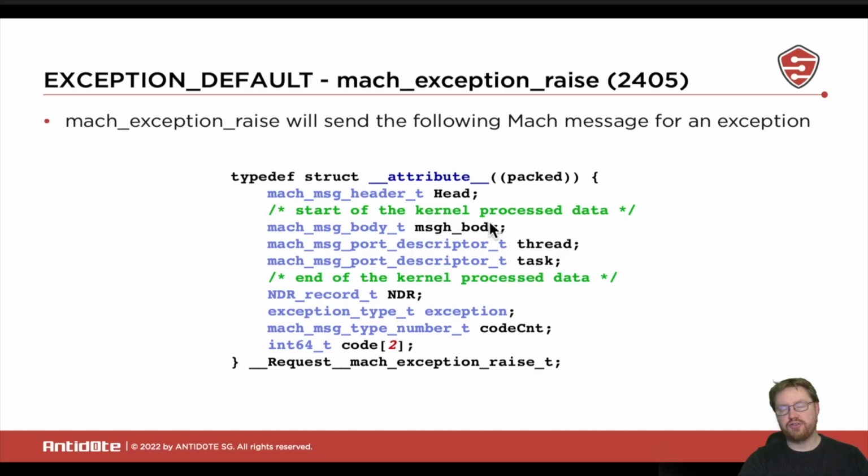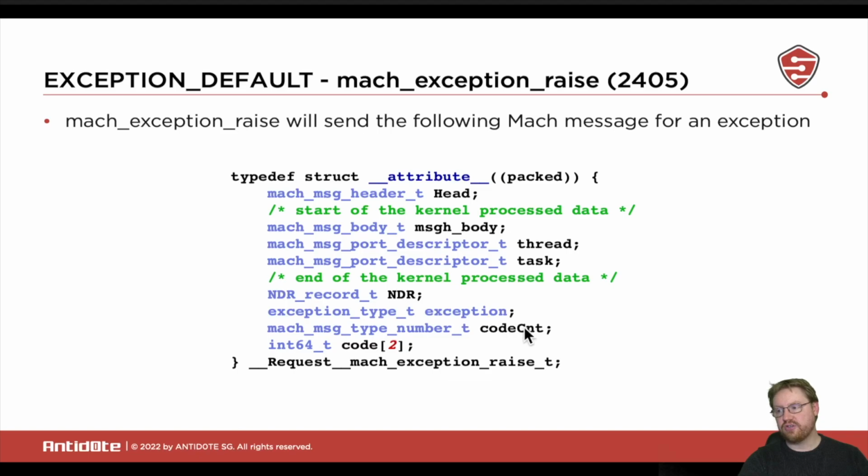So the message body is basically just the number 2 in this case. And then we have two port descriptors. So we get the thread port and we get the task port of whoever caused the exception. The NDR record is basically just to detect what system we are on, what endian it is, so we can ignore that. Exception is basically the exception code.